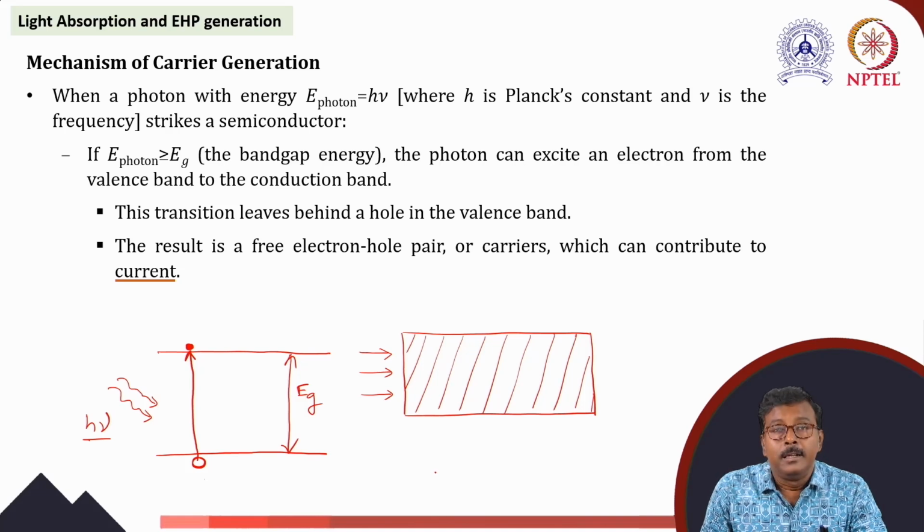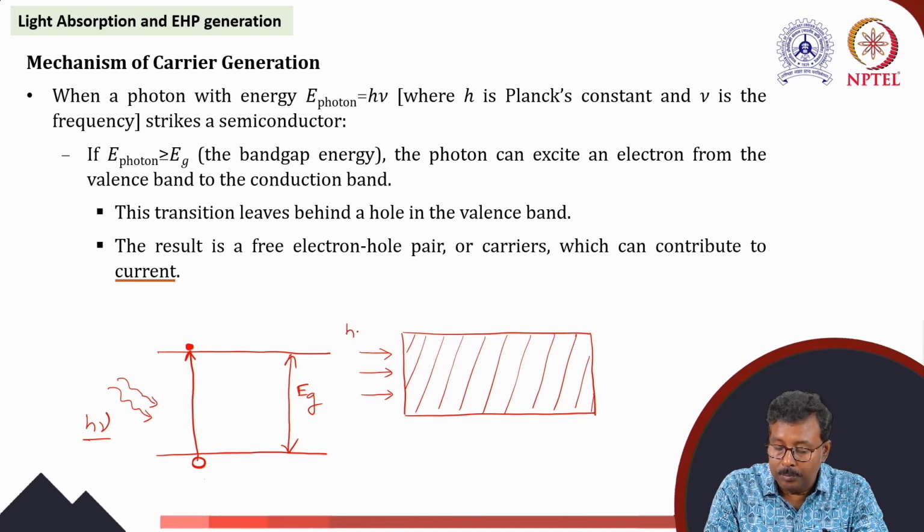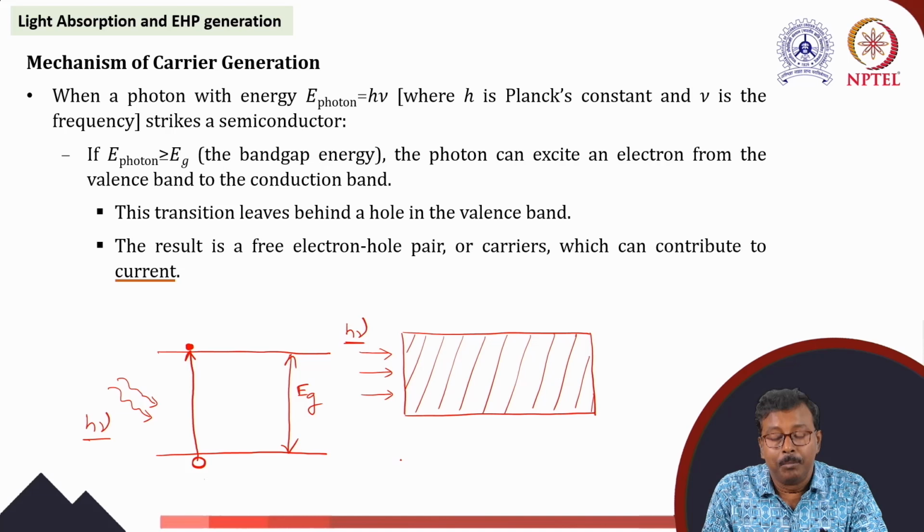And say the photon energy of the light which is incident is h nu. And here we have considered monochromatic, that means nu is single valued. That means the light incident is of single frequency or single wavelength.